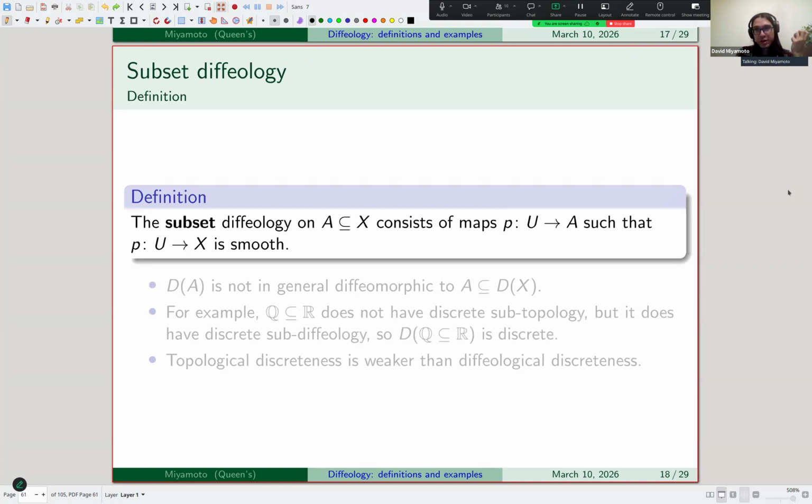Subsets are also naturally diffeological spaces. So again, I can tell you the diffeology. If I have a subset U of a diffeological space, then the diffeology on the subset consists of those maps which are smooth into the original space. That's what my plots are.